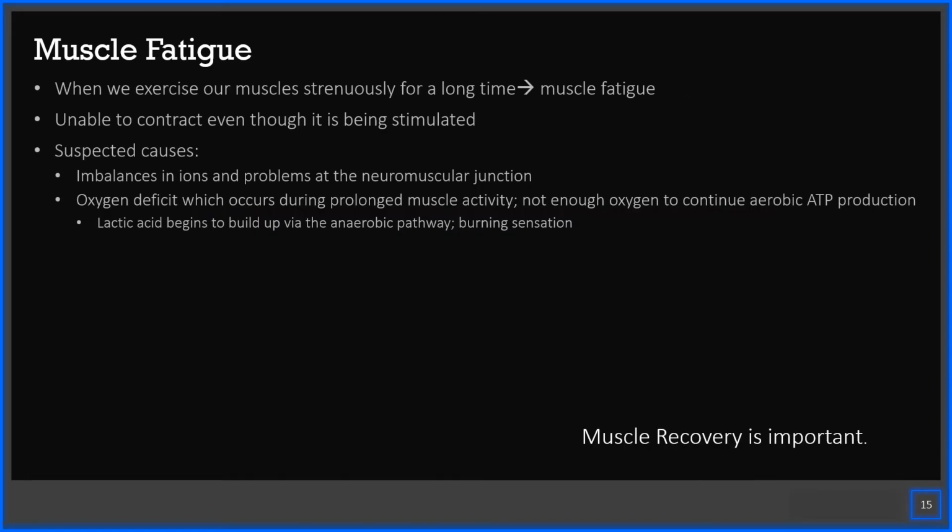So let's talk about muscle fatigue. When we exercise or use our muscles strenuously for a length of time, eventually those cells get tired, which leads to muscle fatigue. It's an inability to contract even though it's being stimulated, or a vastly weakened contraction when stimulated. There are a couple of suspected causes: an imbalance in ions and problems at the neuromuscular junction, and then oxygen deficit, which occurs during prolonged muscle activity. So there's just not enough oxygen to continue that aerobic ATP production.